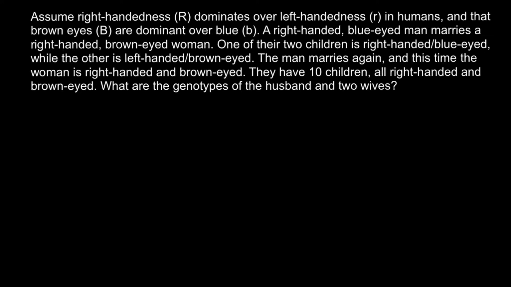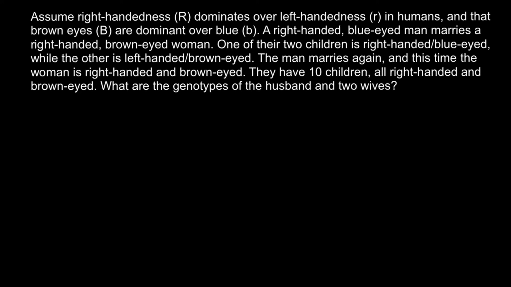The man marries again, and this time the woman is right-handed and brown-eyed. They have 10 children, all right-handed and brown-eyed. What are the genotypes of the husband and two wives? As usual, I recommend you pause the video here and try to solve this problem on your own first. When you are ready, you can run the video again and compare your answer with my answer and explanation.